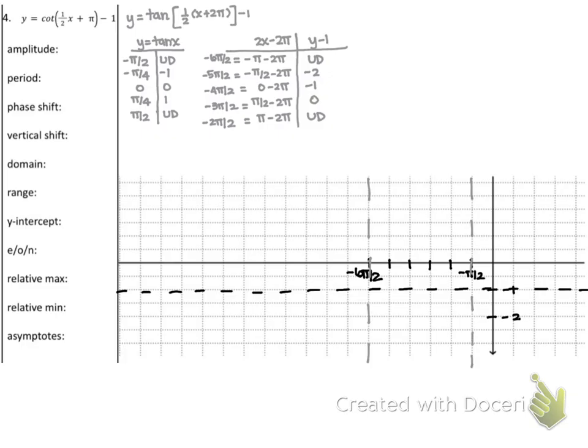And then at negative 5 pi over 2, so right next to negative 6 pi over 2, I'm down at negative 2. And then at negative 4 pi over 2, I'm on the midline at negative 1. Oh, I just noticed that this guy is in the wrong spot. Let's move him over.